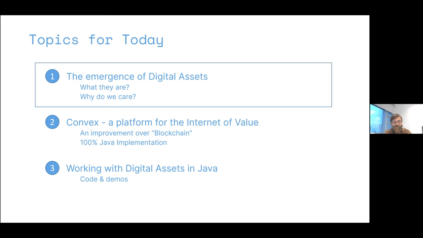Second, I'll spend a bit of time talking about Convex, which is a platform that we're building for the Internet of Value at the Convex Foundation. It's an open source platform, and I'd say it's an improvement over some of the more traditional blockchain technologies. And it is, of course, a 100% Java implementation. So it's all Java technology through and through. So I'll give you a flavor of what we're doing with that. And then finally, I'll go more into the practical part where we'll actually do some stuff with digital assets and show how you can use the Java libraries to create digital assets, to launch new kinds of smart contracts, and how working with these kinds of technologies might look in the future.